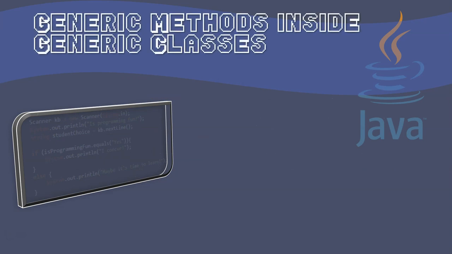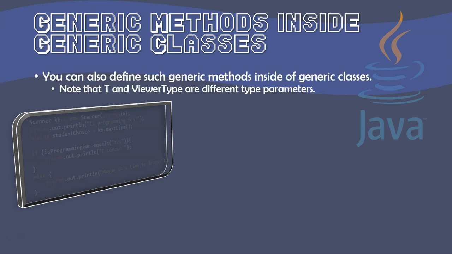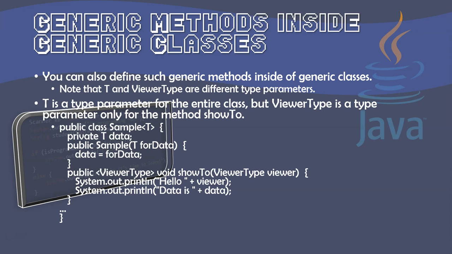And, of course, generic methods can exist not just inside ordinary classes, but also inside generic classes. If we have a generic method inside a generic class, T and ViewerType are different type parameters. If we look at this class here, T is a type parameter for the entire class. However, ViewerType is a type parameter only for the method show2.